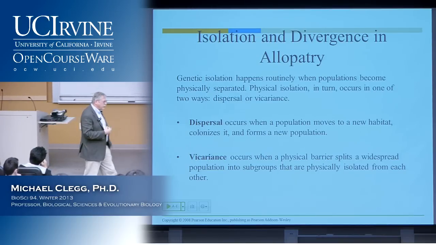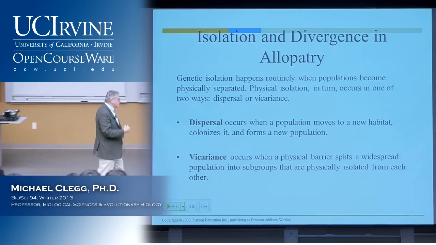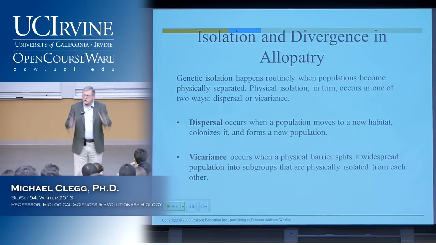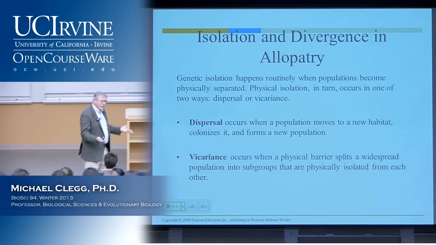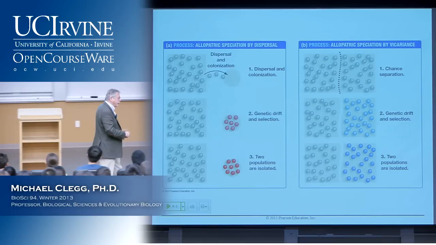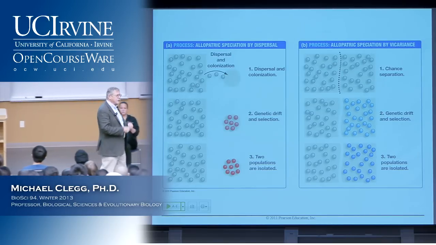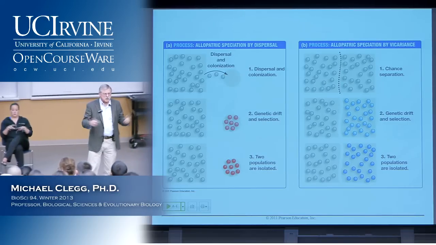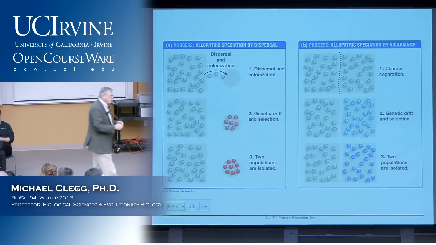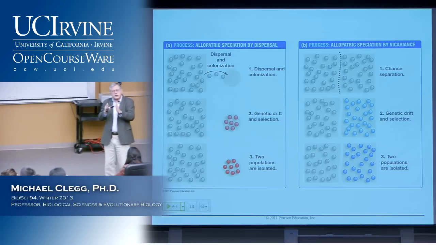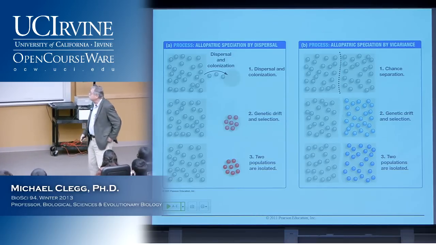The other is just a different variant on the same idea. This is called the vicariance process, and that's simply where there's some other kind of extrinsic geographic barrier between populations, like a river or a mountain range, or we'll see an example where continental drift plays a role in this vicariance process. So it's some other kind of extrinsic barrier between populations that provides a physical barrier to genetic exchange.